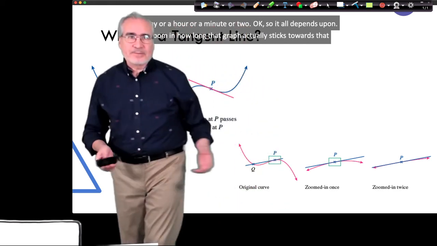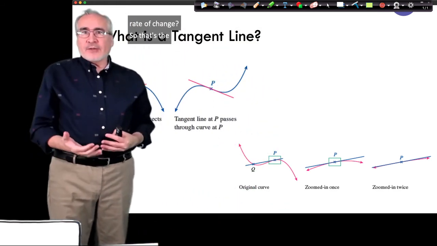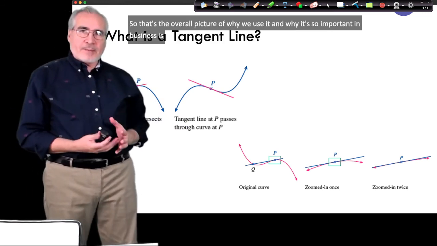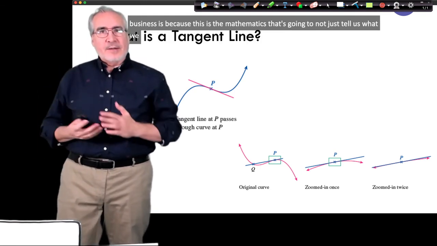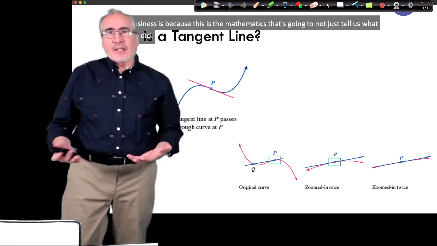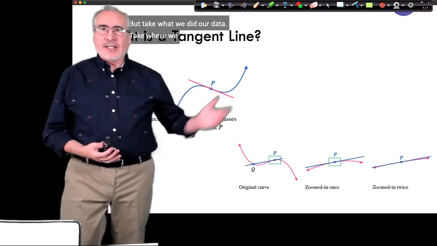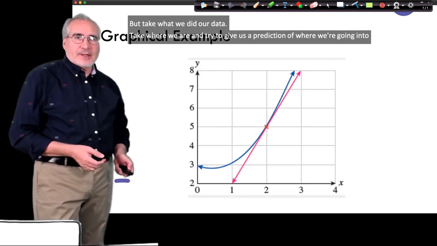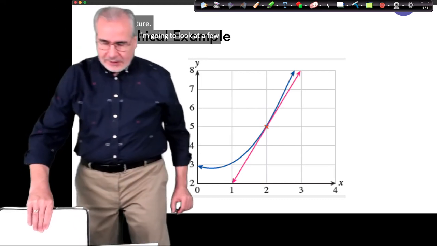Okay, so it all depends upon, as we zoom in, how long that graph actually sticks towards that instantaneous rate of change. Okay. So that's the overall picture of why we use it and why it's so important in business, is because this is the mathematics that's going to not just tell us what we did, but take what we did, our data, take where we are, and try to give us a prediction of where we're going into the future.